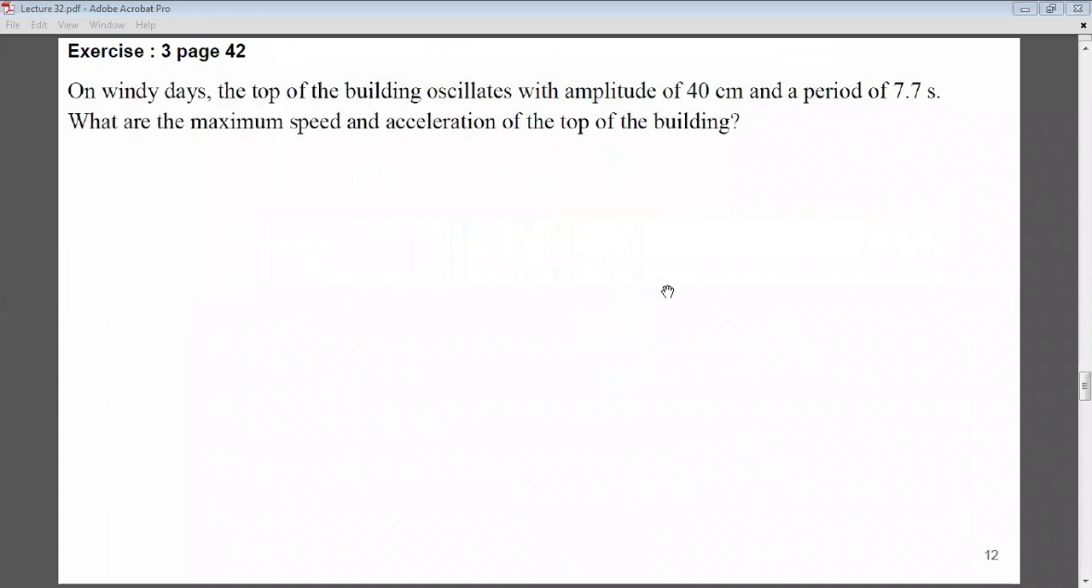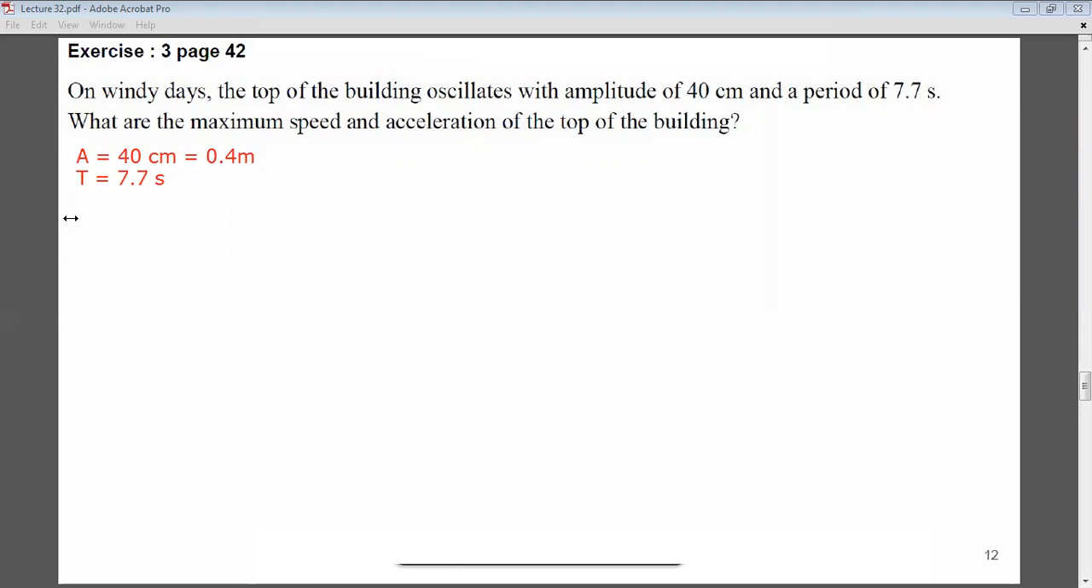Let's solve another exercise. On windy days, the top of a building oscillates with amplitude 40 centimeters. So we have the amplitude equal to 40 centimeters. We always change to meters, so this is 0.4 meters. And the period T equals 7.7 seconds. Seconds, I don't change the units. What are the maximum speed and the maximum acceleration?